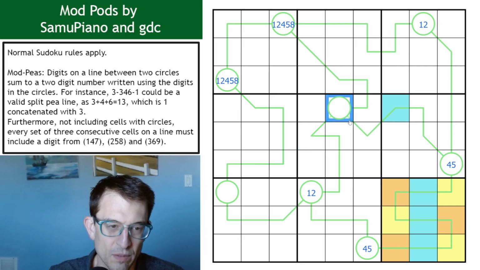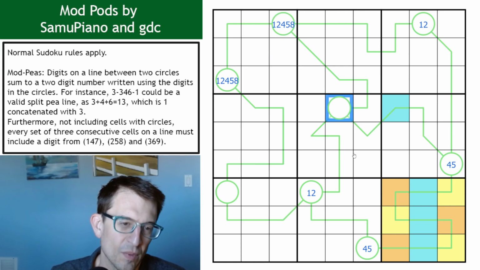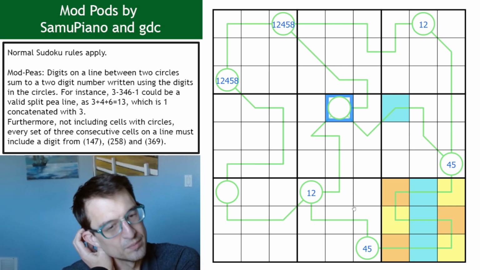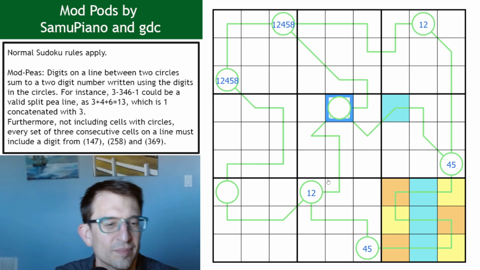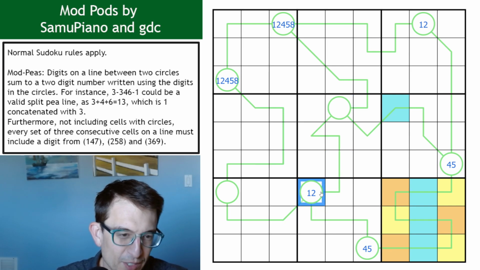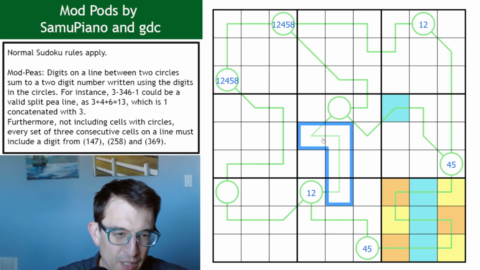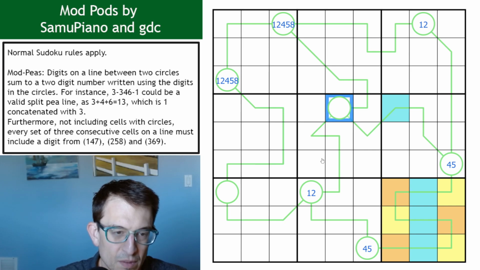And this one, how big could this be? I don't know, this could just be 19, I think. I'm not sure why it couldn't. Oh, because of this one.